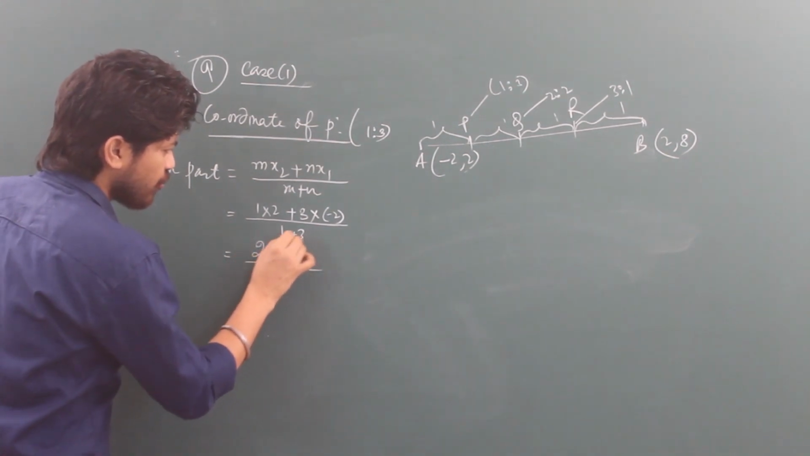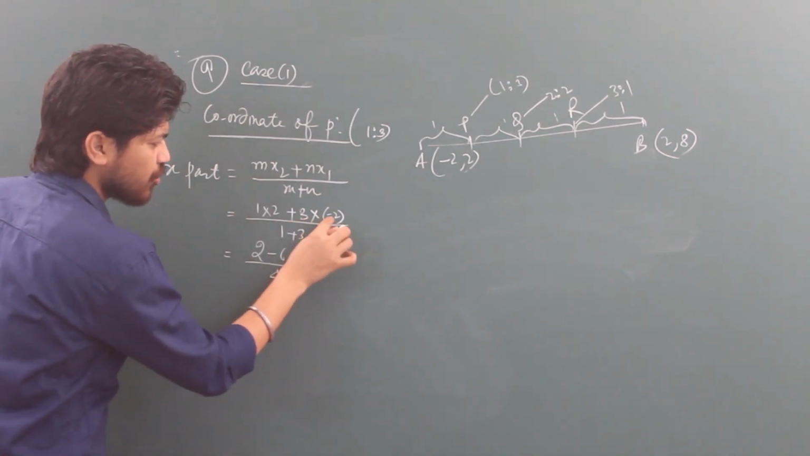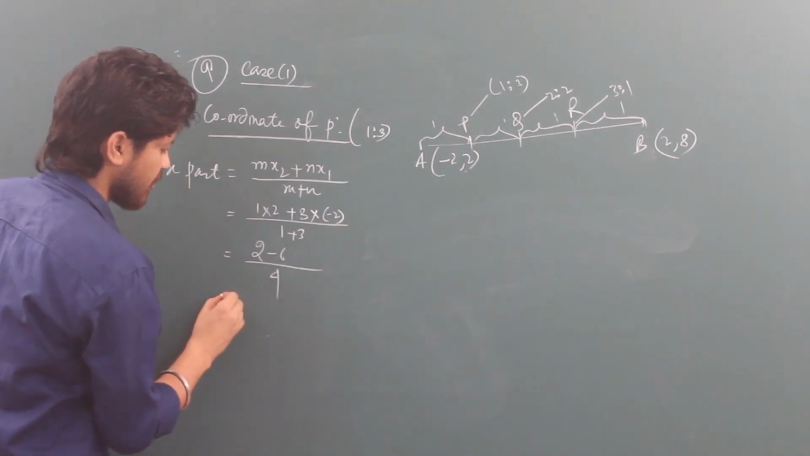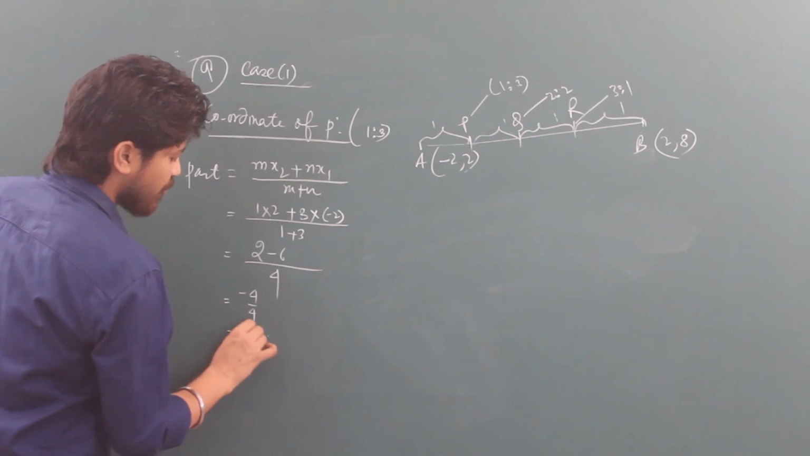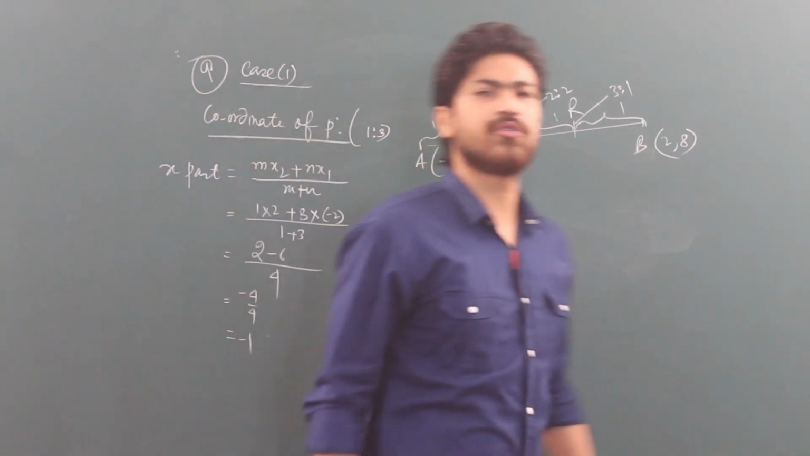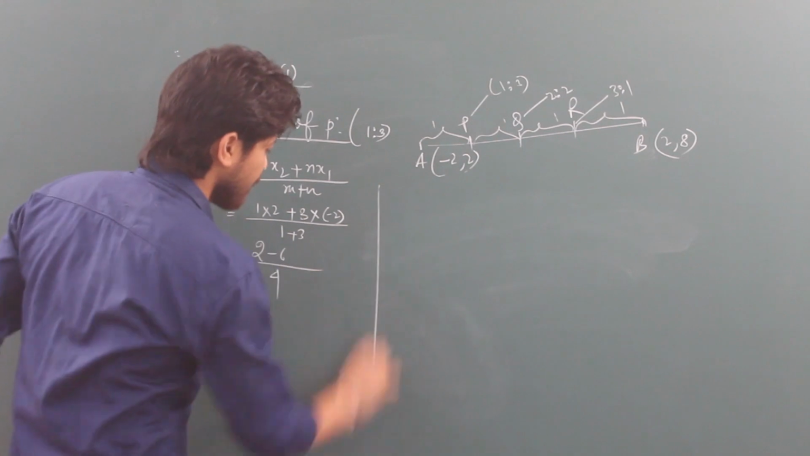Here it would be 2 minus 6. 3 into 2 is 6, right? That is why it is -4 by 4, which is equal to -1. -4 by 4 is -1. This is the x part. Then we will get the y part.